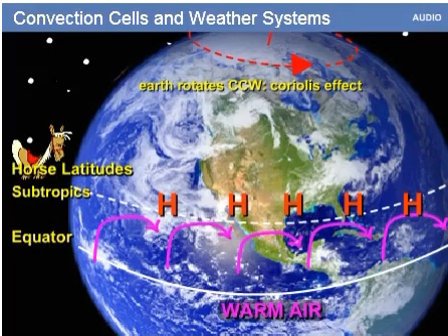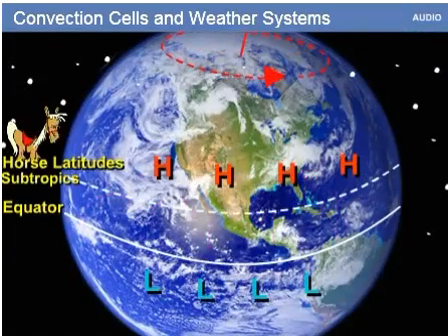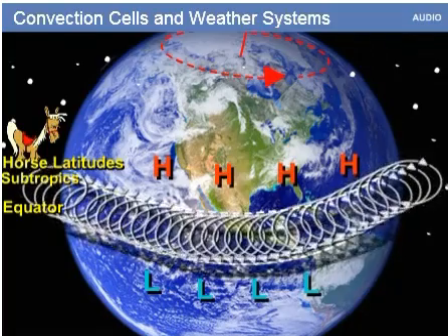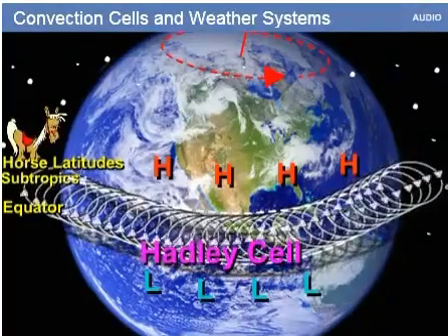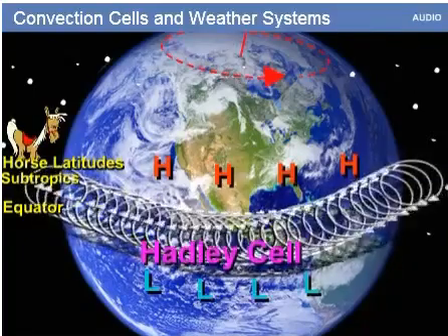This creates a relatively high pressure zone at the surface right at the horse latitudes. On the ground, the high pressure that forms at the horse latitudes pushes air south toward the equator. This completes a cycle of airflow known as a Hadley Cell. A Hadley Cell is a band all the way around the planet between the equator and the horse latitudes.